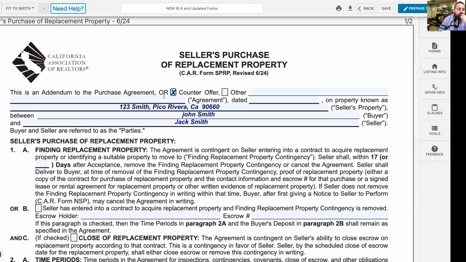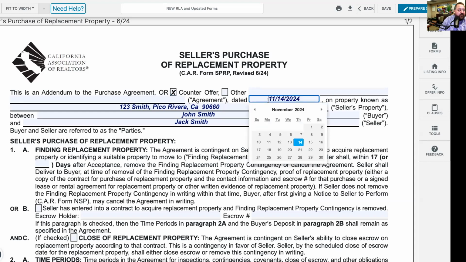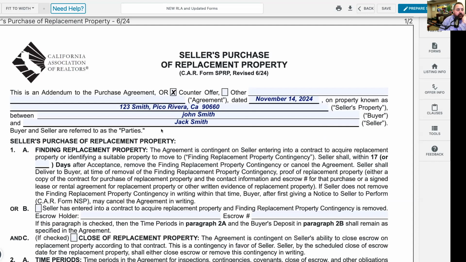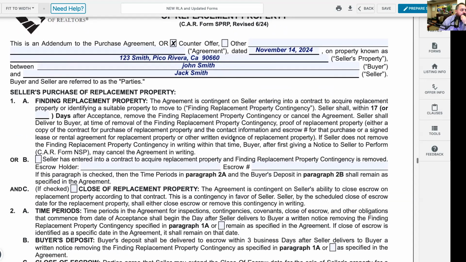Okay. What's the date of your counter offer? If I'm writing that counter offer today, it's today. Okay. So buyer's name, seller's property, the whole thing is there. It's filled in from previously, but we'll leave it alone. But as you can see, here's the address for the property that the buyer's writing the offer on. Here's the buyer's name. Here's the seller's name. So buyer and seller are referred to as parties.